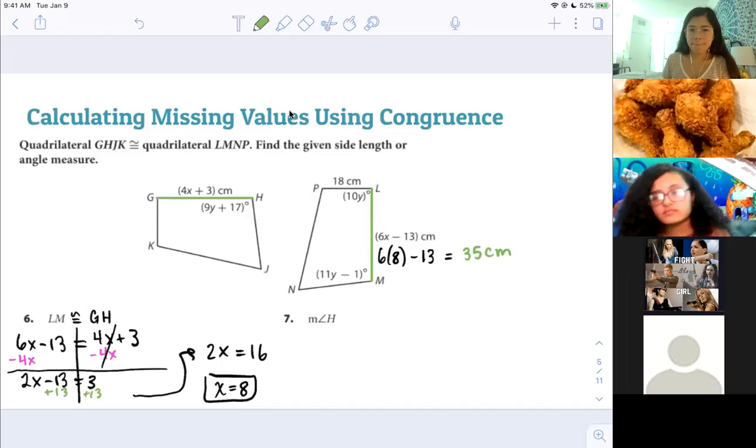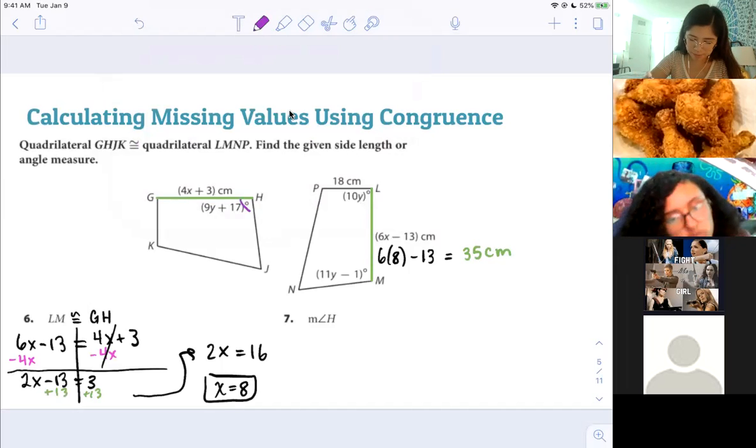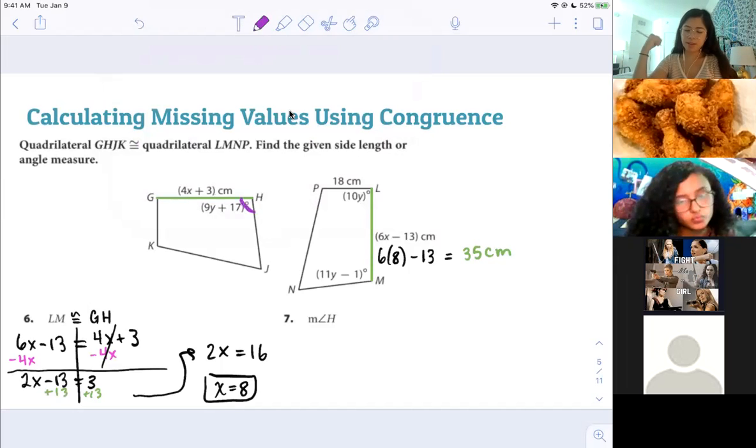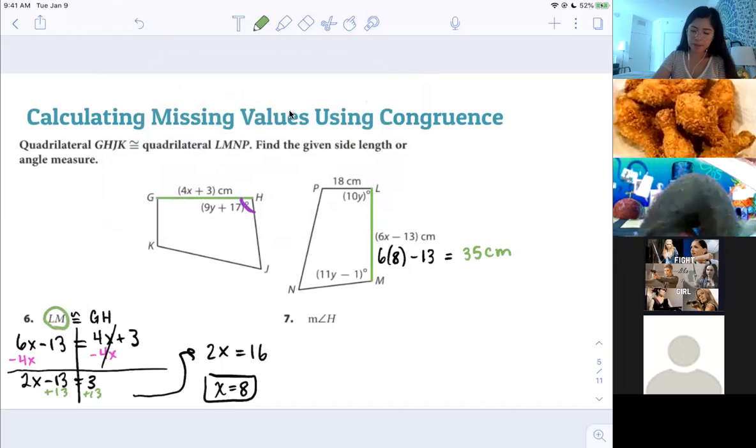No. Cool. All right, now let's do the similar thing for angle H. Where's angle H? Miss, so you did that to find the length? Yes, because number 6 was asking me what is the length of LM. And after doing all that, I figured out that it's 35 centimeters.